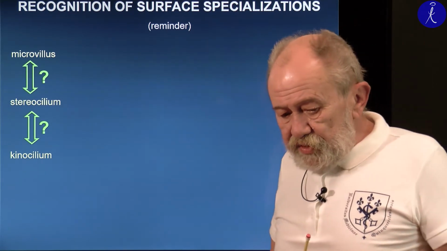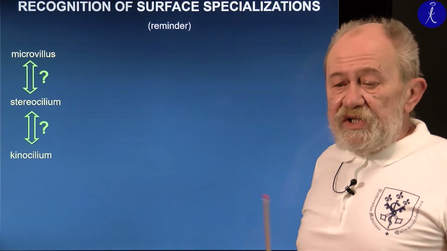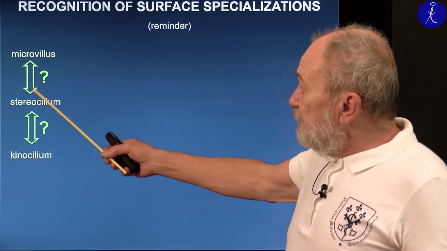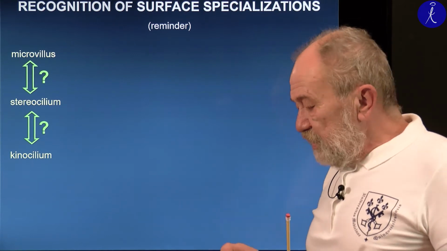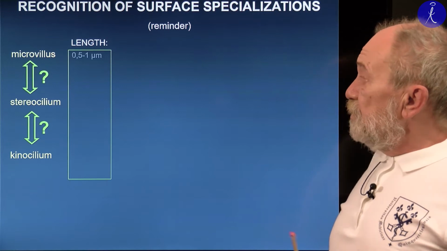Then you should look at the surface specializations of the cells. Mostly columnar cells have got this one. There are big differences between the three different processes on top of the cell. First of all, the length.